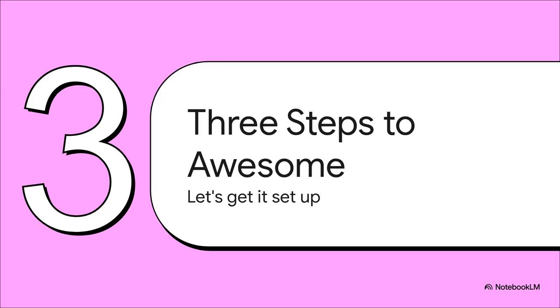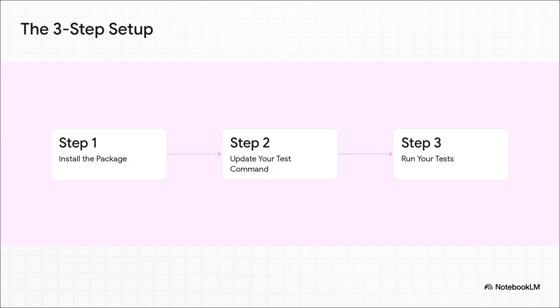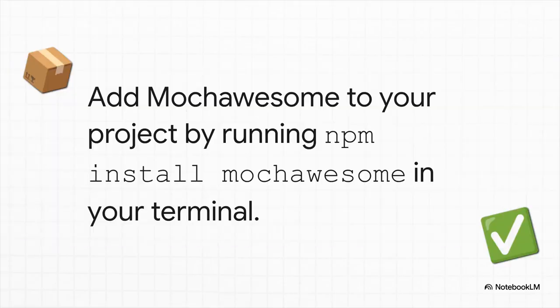Okay, so you're probably thinking this is going to be complicated to set up. Nope, it is ridiculously easy. Seriously, we're talking 3 simple steps to get this up and running. That's literally it. We install the package, we add a couple of flags to the command we already use, and then we just run our tests like normal. Let's break it down. Okay, step 1. Pop open your terminal in your project directory and just type this in, npm install mochawesome. This just pulls the package into your project, nothing fancy.